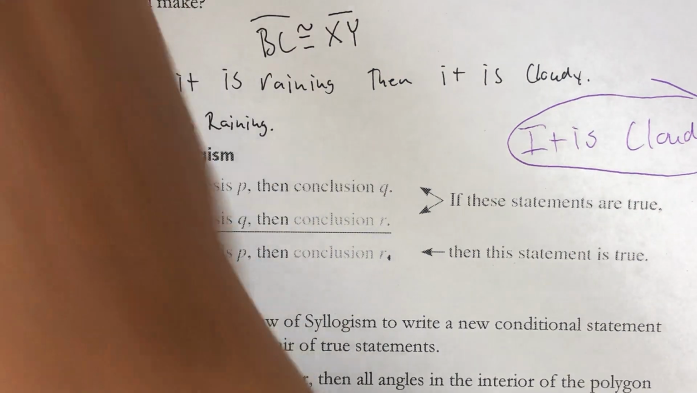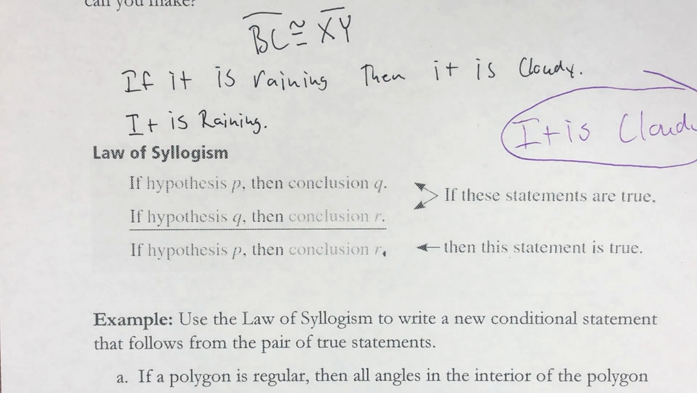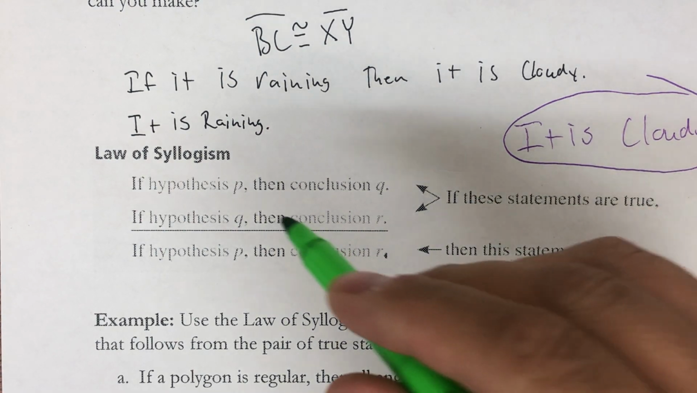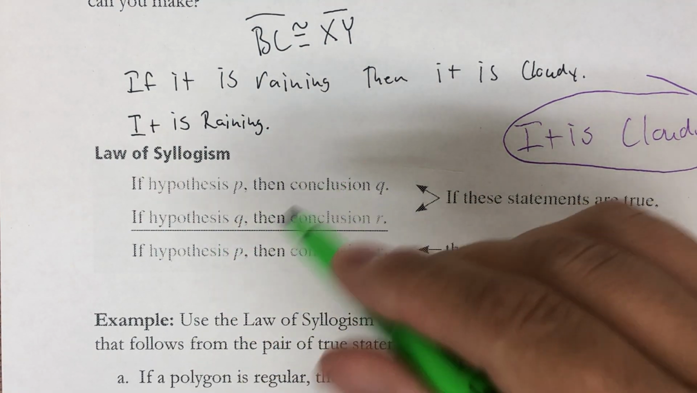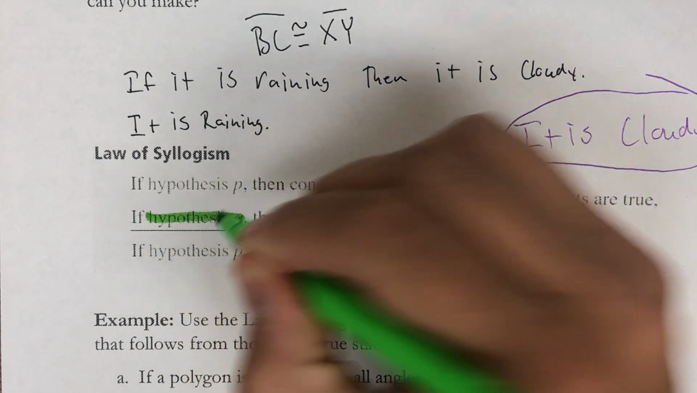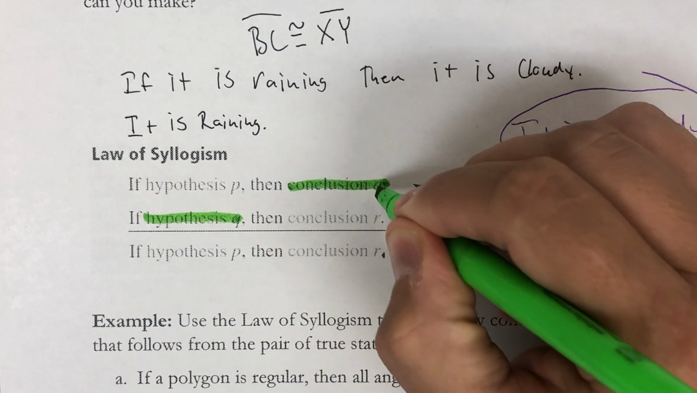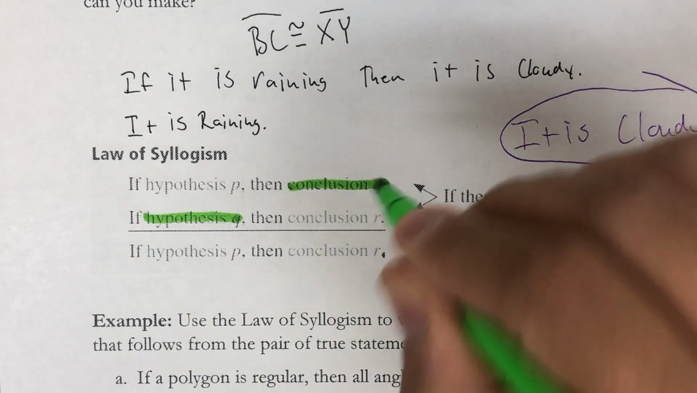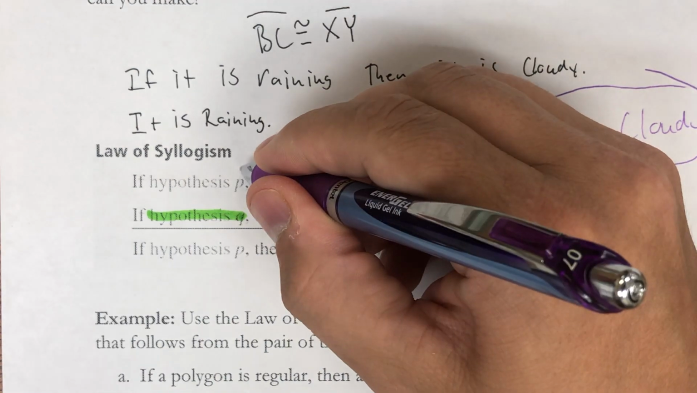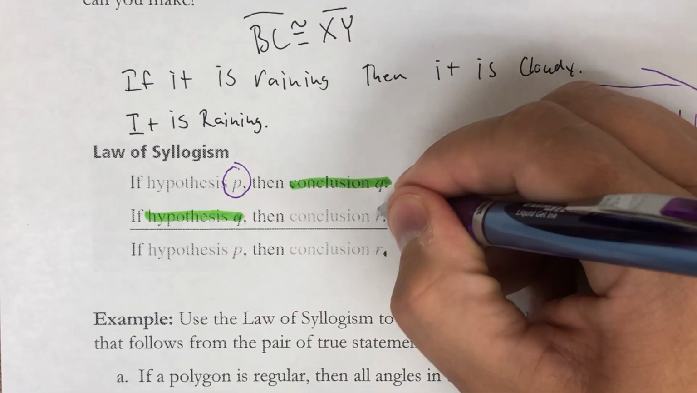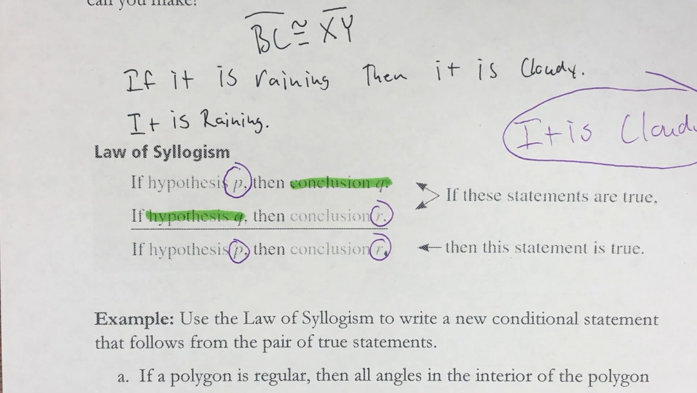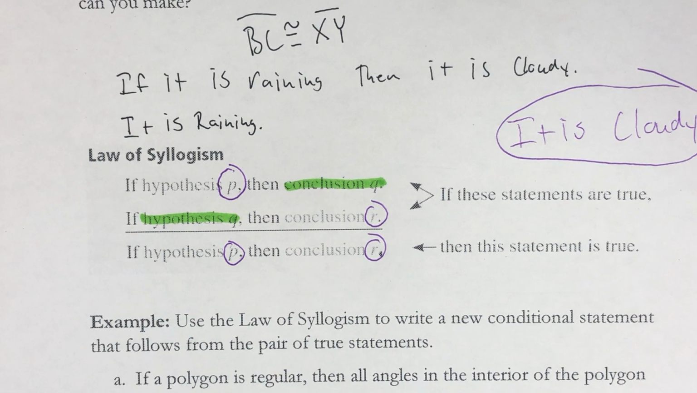Here with the law of syllogism, this one's going to involve two statements. So when I see these two statements, one of the hypotheses has to match the other's conclusion. So in this case, this hypothesis is Q. This conclusion is also Q. They say the same exact thing. If that happens, I could form a new statement by saying, if P, then R. All right? So one of the hypotheses has to match the other's conclusion.